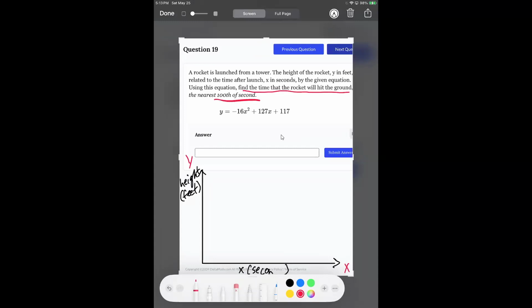So basically, I'm going to do a sketch. It's going to go something like this, and then it's going to hit the ground. This is the y-intercept. It would be 117. I don't know what the vertex is, but it's going to be someplace like that. And this is the 0, and this is what we're looking for. This right here is the vertex. I don't know what the coordinates are. The 0, I don't know what those coordinates are either. That's what I'm going to graph and find.